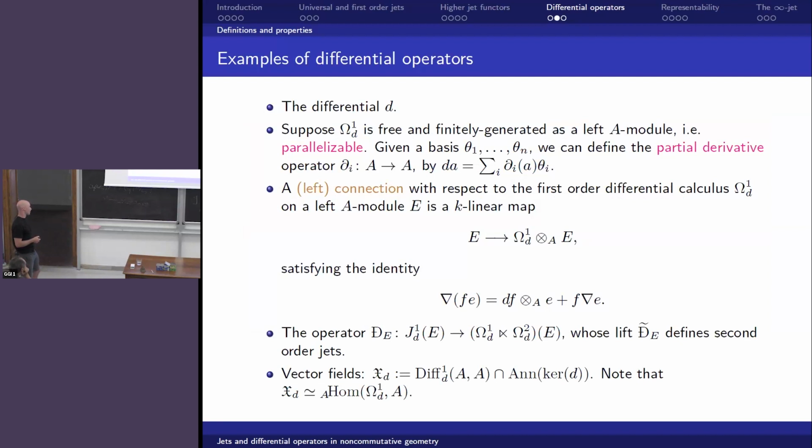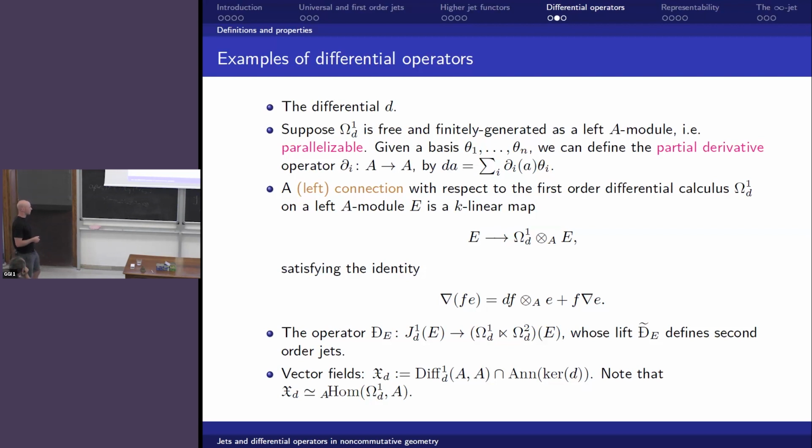If your calculus is free and finitely generated, so you'd call this parallelizable, then partial derivatives are differential operators. This map that we looked at before, if you look at its lift, it turns out to be a differential operator, and the kernel of its lift will be the two jet. We have a notion of vector field. This would be a differential operator of order at most 1 from the algebra to itself, which annihilates the kernel of D. Classically, the kernel of D is locally constant functions. At least to us, this was the most reasonable definition of a vector field. And we actually get a bimodule isomorphism with the existing notion of left vector field.